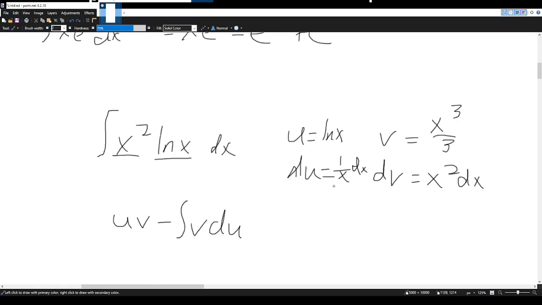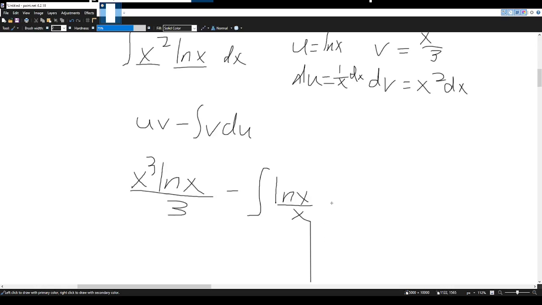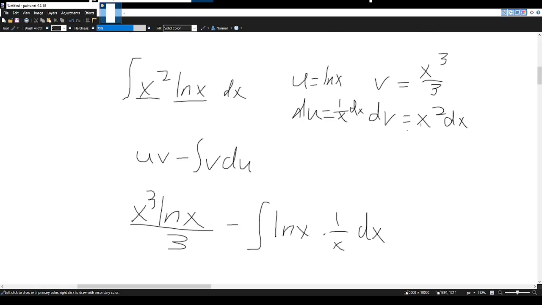Okay, so now we plug into our formula again. So the u is natural log of x, v is x to the third over 3, so I'm going to put that right here just to make it look better, minus integral, what's v? Natural log of x, and then divided by x, oh wow, divided by x, actually, I'm just going to do times 1 over x dx. All right, so now can we simplify this any further? Oh, I made a mistake. V is not the natural log of x. V is x to the third over 3. And that makes more sense in terms of that.